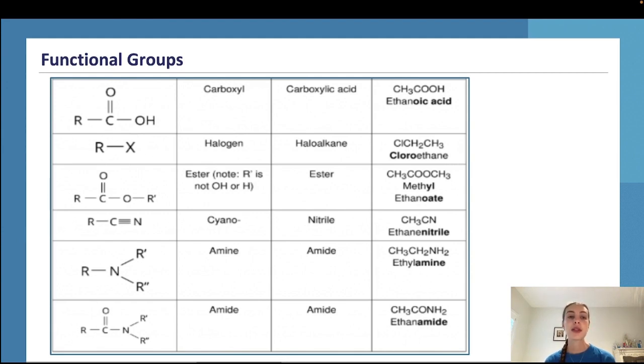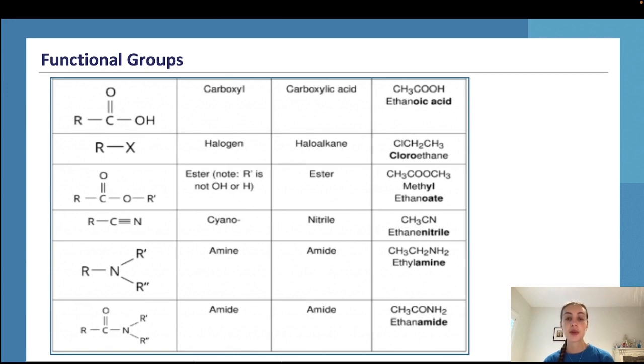In a carboxylic acid, on the end of a chain, and it will always be on the end of a chain of a molecule, you'll have the end carbon of the carbon backbone double bonded to an oxygen and single bonded to a hydroxyl group. This is what's then known as a carboxyl group: the carbon double bonded to an oxygen and single bonded to a hydroxyl group. And these are called carboxylic acids.